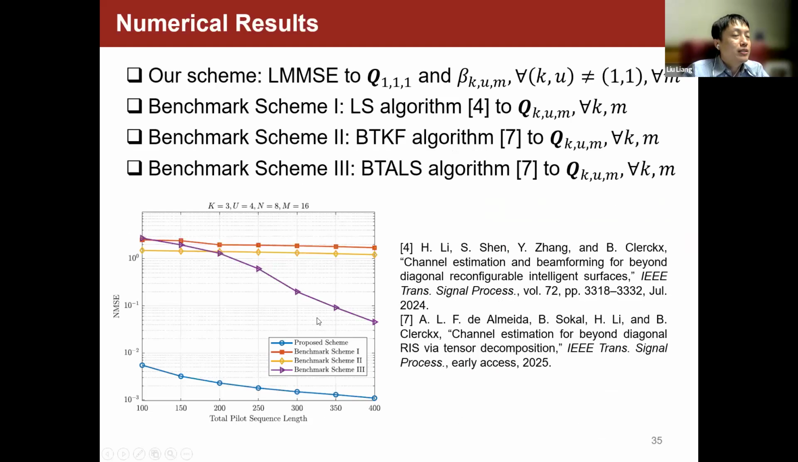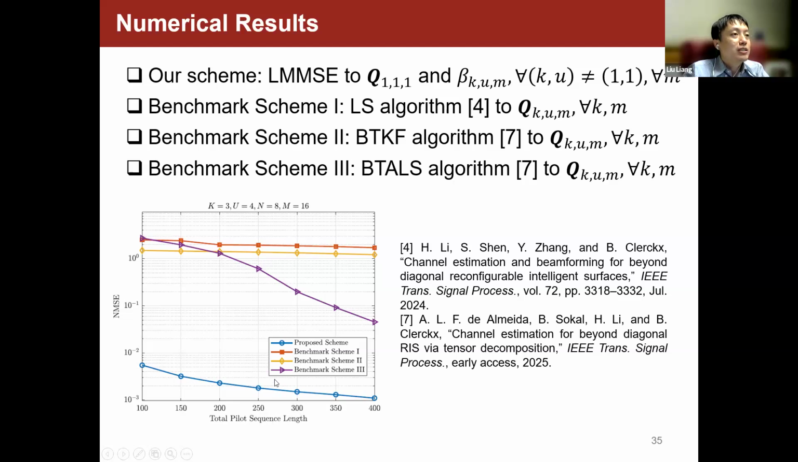And this is one simulation result. X-axis is the pilot sequence length. Y-axis is the normalized MSE for channel estimation. And we can see that for our approach, the channel estimation normalized MSE is very small when the pilot sequence length is small.